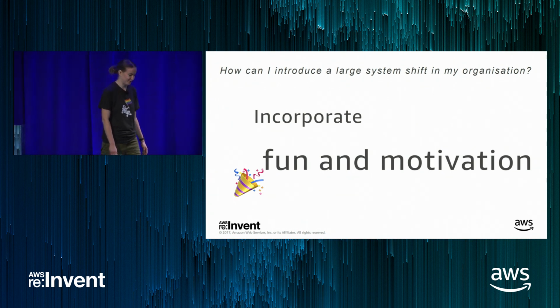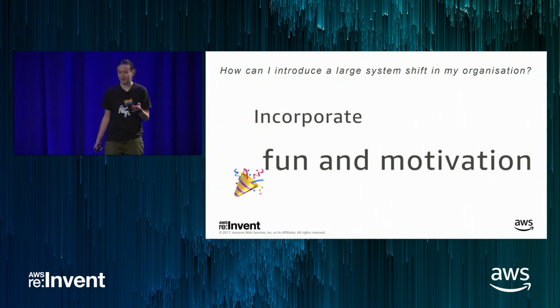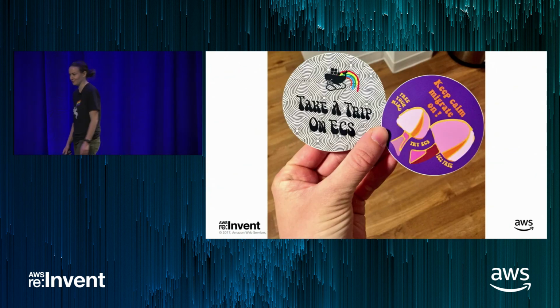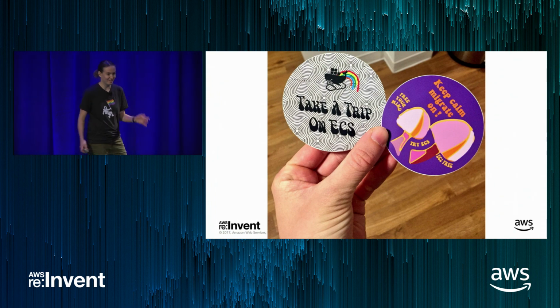Incorporate fun in migration. This might vary depending on your business culture, but I think it's really important, especially with a huge project like this that can take up to a year, to have some element of fun and motivation. So at Mapbox, we actually ended up printing stickers and posters for our teams that got them really excited about migrating to ECS and joining in. This worked really well for us.